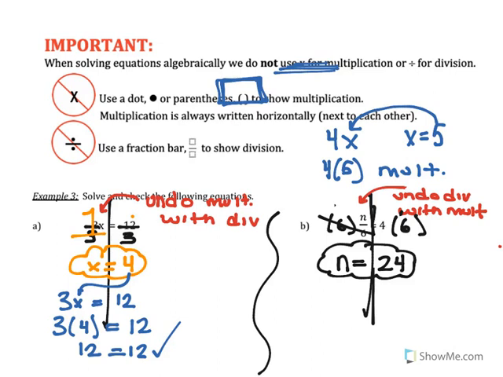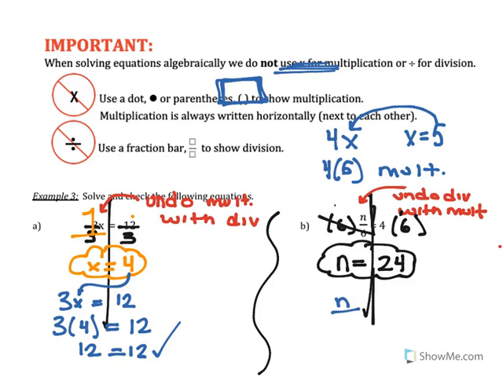And just to explain to you why multiplication cancels out division, if I rewrote what I have here on the left, this is what I have, 6n over 6. When you multiply a number, it's really over 1, and we always multiply horizontally. So 6 times n is 6n. 1 times 6 is 6, and then these 6's cancel each other out, just in case you were wondering why it is that multiplication undoes division.